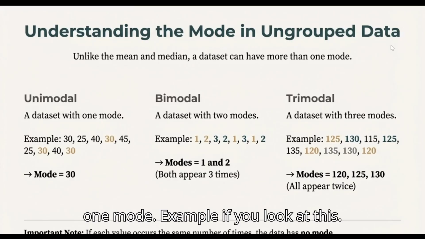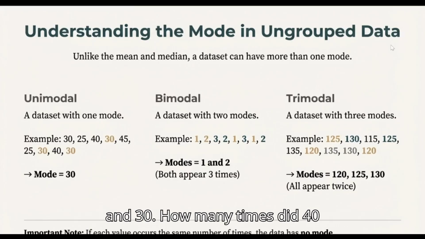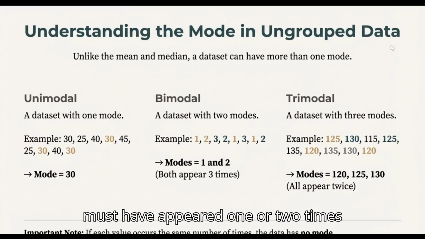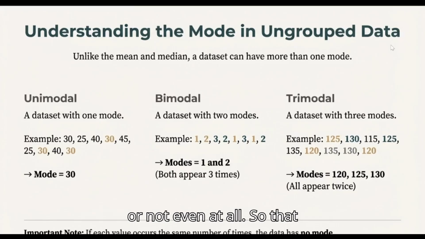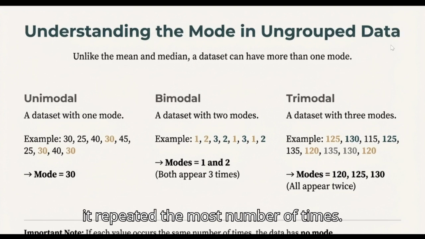Example: if you look at this ungrouped data, we have 30, 25, 40, 30, 45, 25, 30, 40, and 30. How many times did 30 appear here? 1, 2, 3, 4. While the other numbers appeared one or two times or not at all. So that means we have only one mode here. It repeated the most number of times.